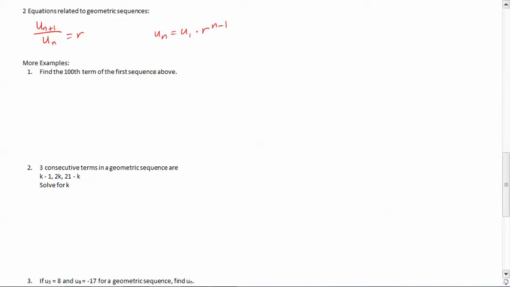Howdy, this time we're going to look at geometric sequences, but I'm just going to do examples this time, alright? Now I've done the notes on the page up above, so it might refer us to some of those, and so we'll look at them when we get there. So the first one says, find the 100th term of the first sequence above.